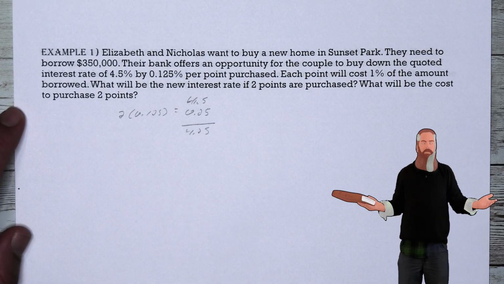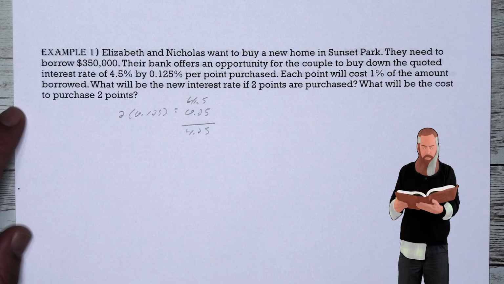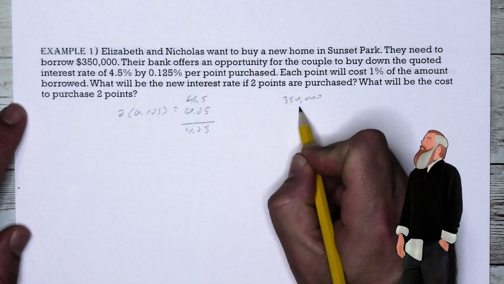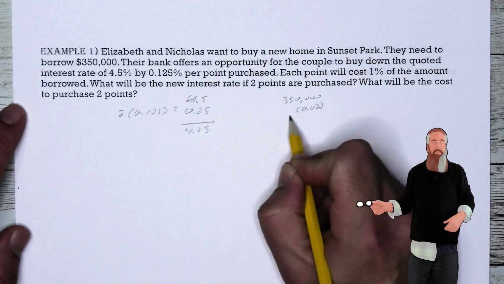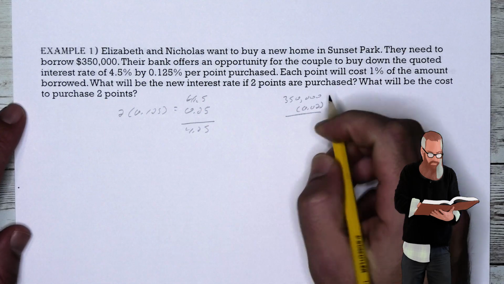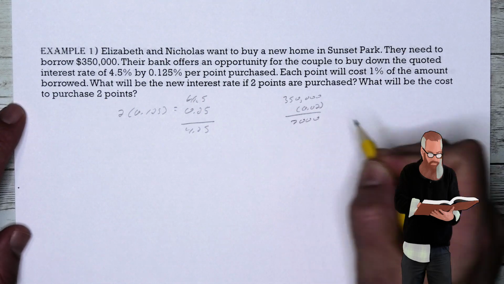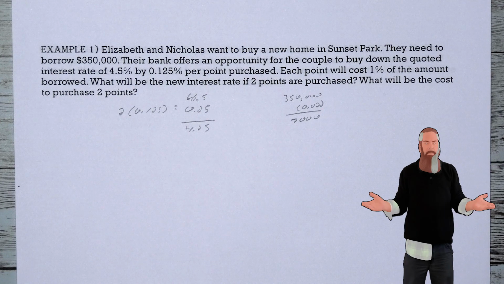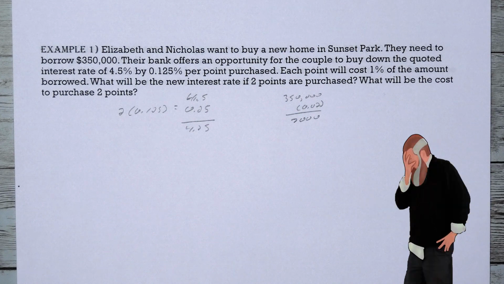Each point costs 1% of the loan amount. So that means the $350,000 loan times 0.02, that's 1% for each point, and they purchased 2 points. That's going to cost $7,000. So it's going to cost Elizabeth and Nicholas $7,000 to drop their interest rate from 4.5% to 4.25%.